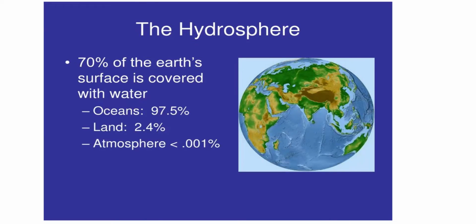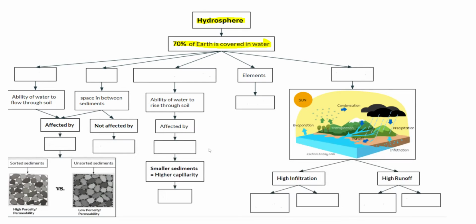So, how much water do we have on the Earth? 70% of the Earth's surface is covered in water. Please remember this number. Oceans have 97.5% of the water on Earth, land has 2.4%, and the atmosphere has less than 0.001%.